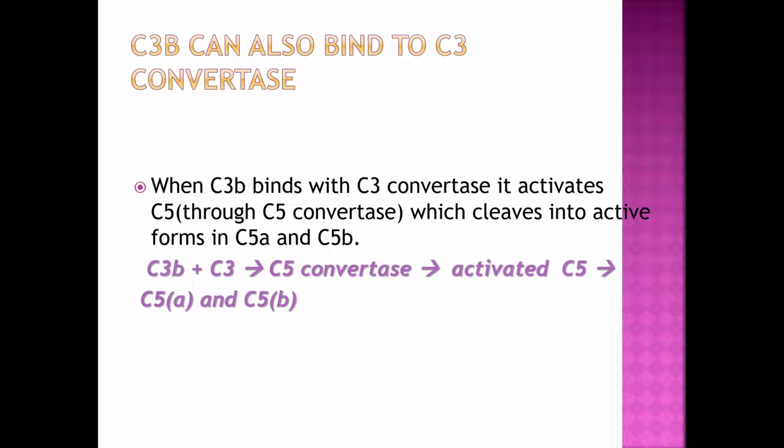Now, C3b can also bind to C3 convertase. When C3b binds with C3 convertase, it will form C5 convertase, and this C5 convertase is responsible for the activation of C5, which will be cleaved into C5a and C5b, which are the active forms of C5.